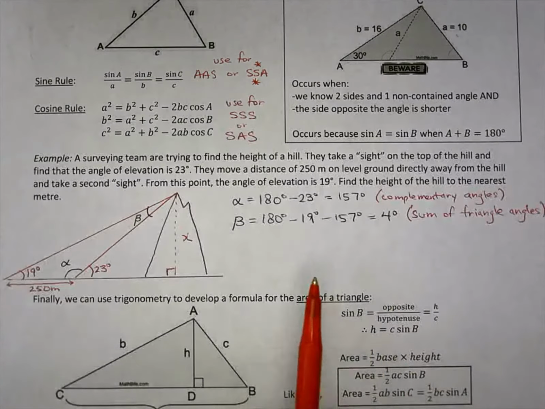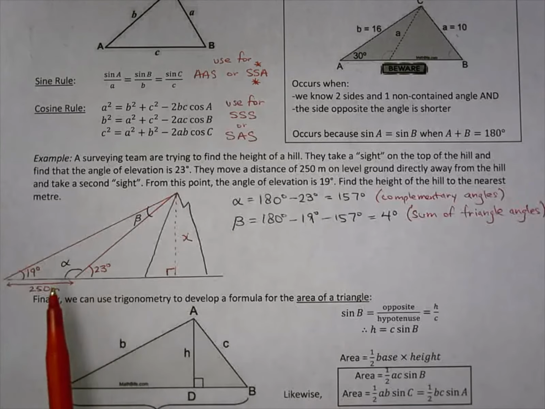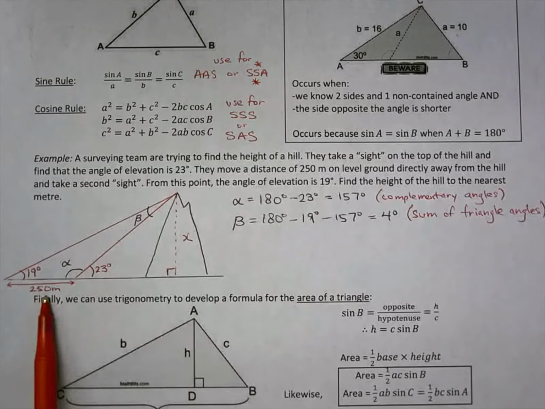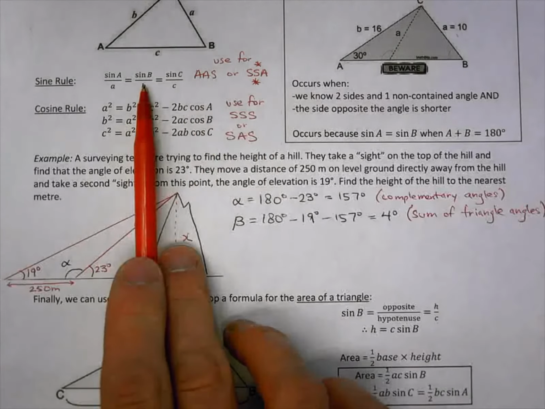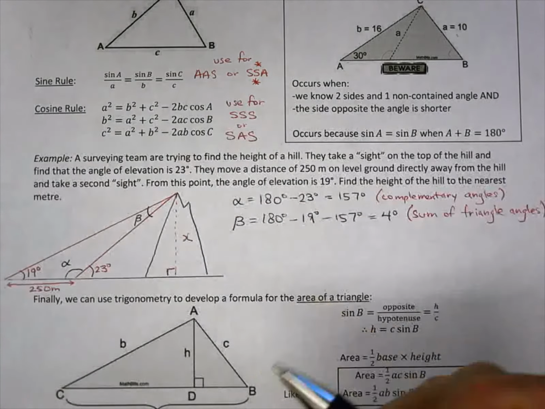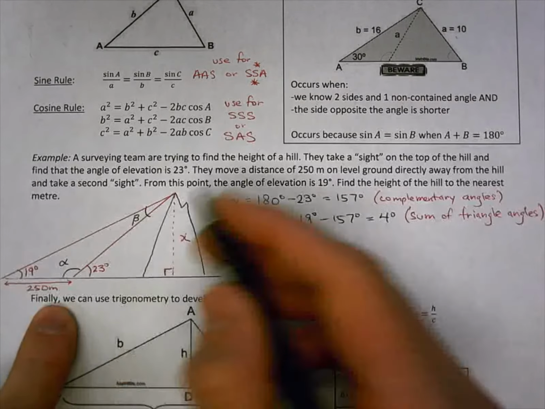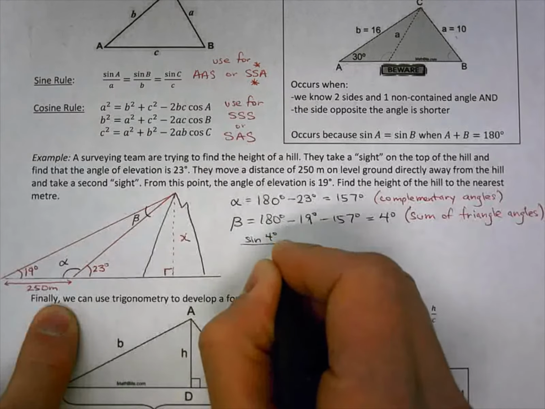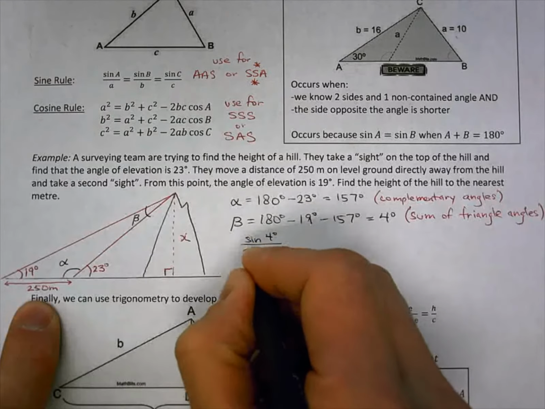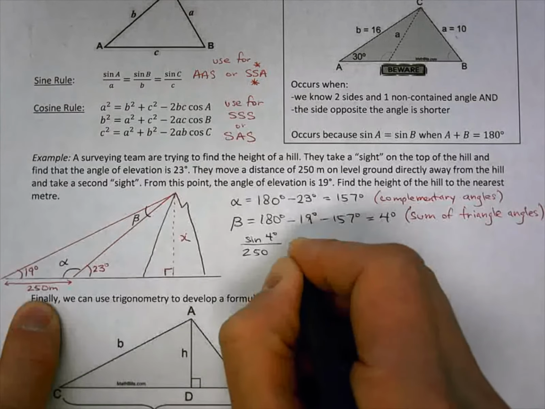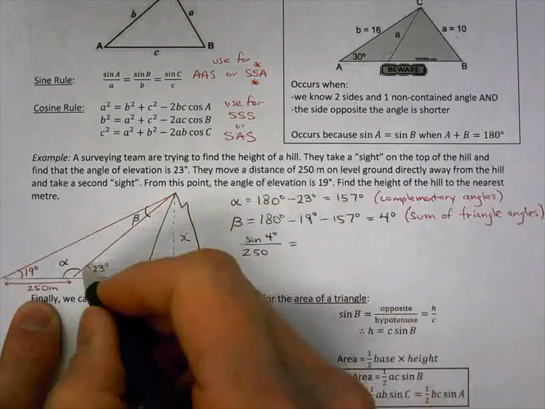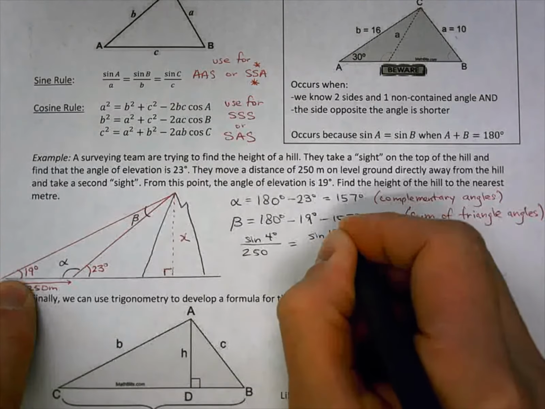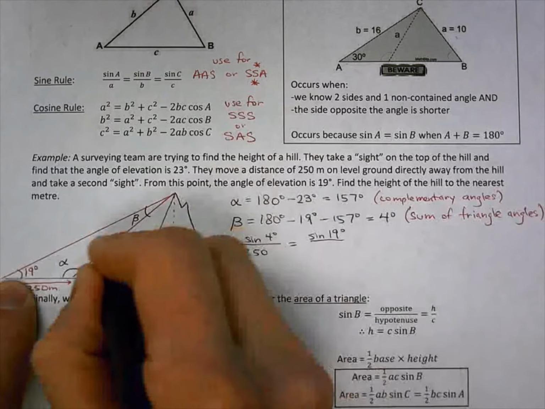Okay, so now we have angle, angle, side. Right? So angle, angle, side. Oh, I can use my sine rule. So I have sine 4 degrees over the opposite length, which is 250, is equal to, I want this length, so I need the opposite angle, so that's sine 19. And let's call that, no, let's call it y.